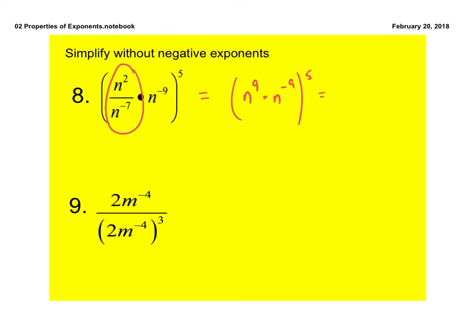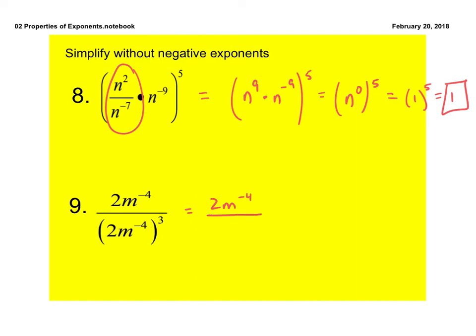Well, n to the ninth times n to the negative ninth, I would add those, which would give me 0. So I would get n to the 0. Well, n to the 0 is 1. So 1 to the fifth is 1. So there we go. With this one, we want to make sure we follow the correct order of operations.